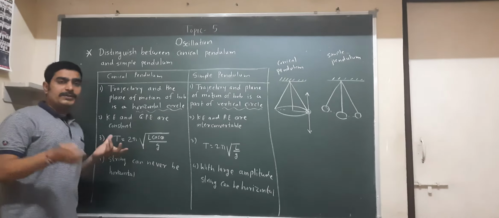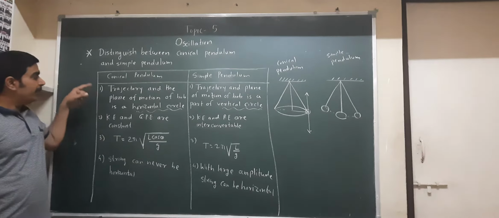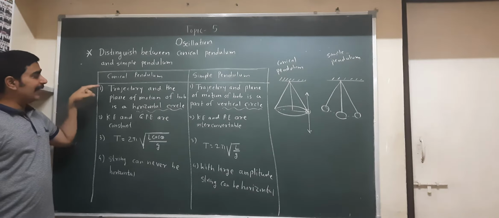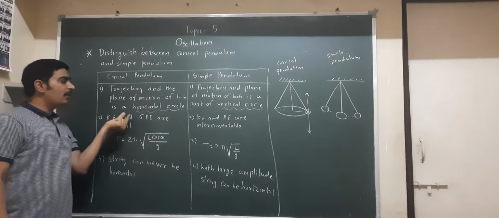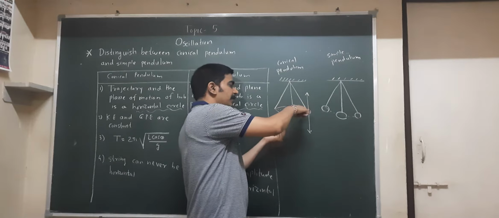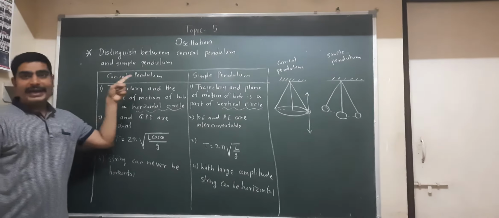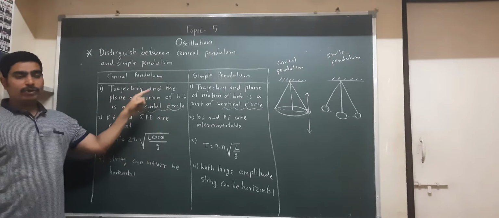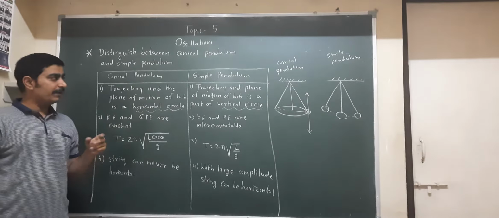So in order to make the notes properly, I have written these points on the board. First point, regarding the conical pendulum, the trajectory and the plane of motion of the bob is a horizontal circle. You can observe that the bob is performing horizontal motion. So here the trajectory and the plane of motion of the bob is a horizontal circle. So horizontal circle is the important word here.